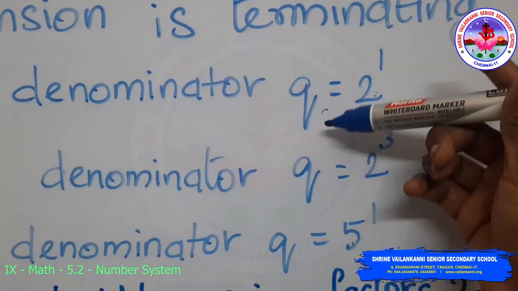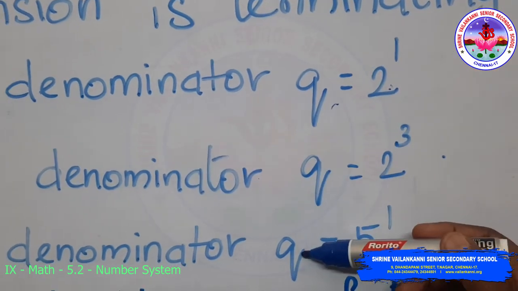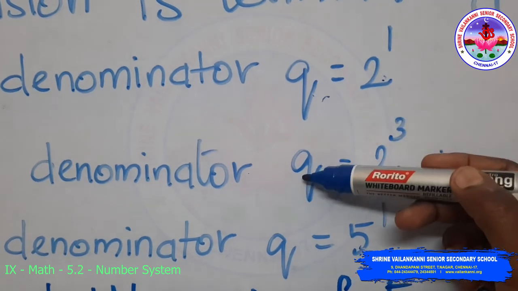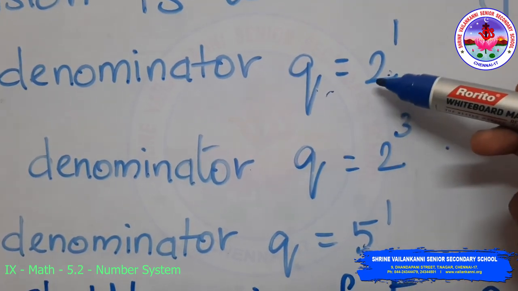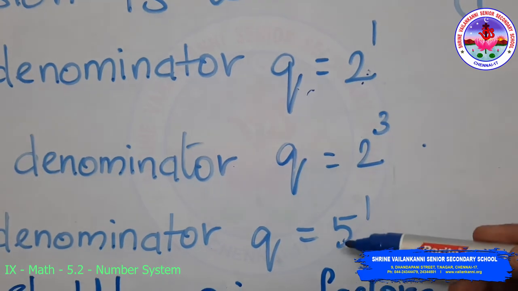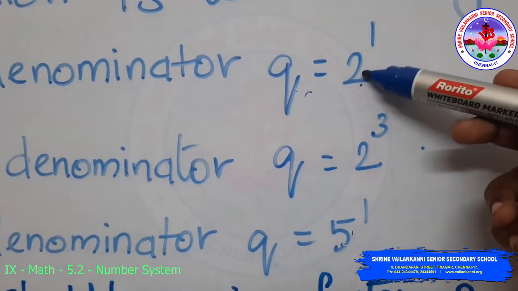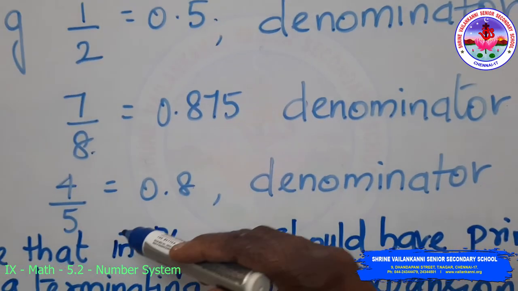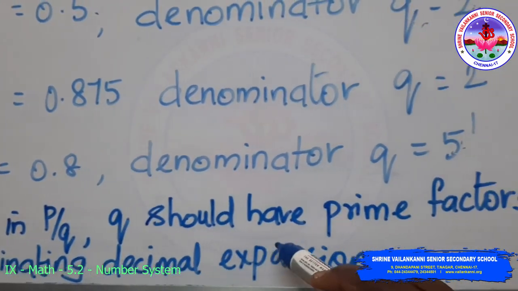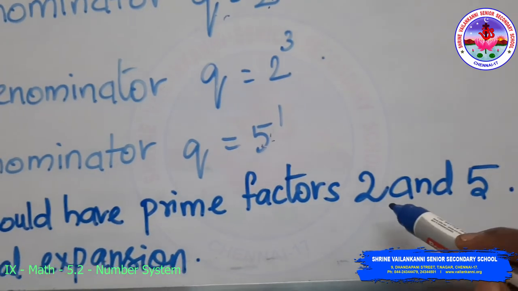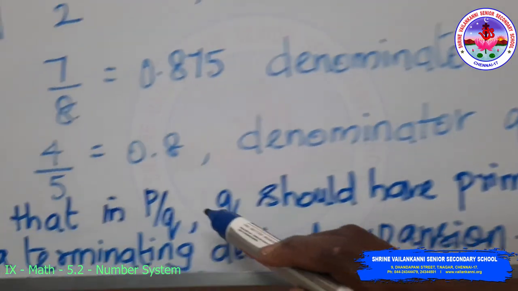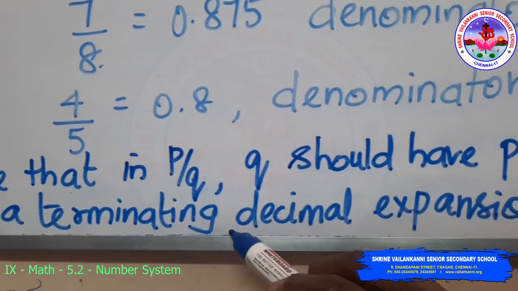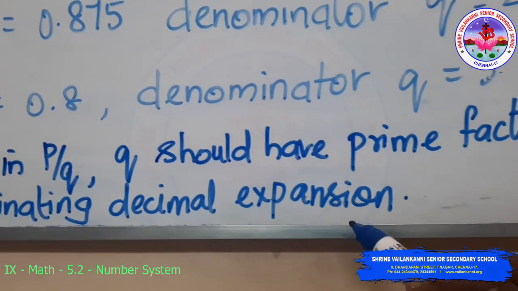So from this it is observed that in p by q, where the denominator q has only 2 or only 5 or 2 and 5, we can say that q should have the prime factors 2 and 5, so that the fraction p by q has a terminating decimal expansion.